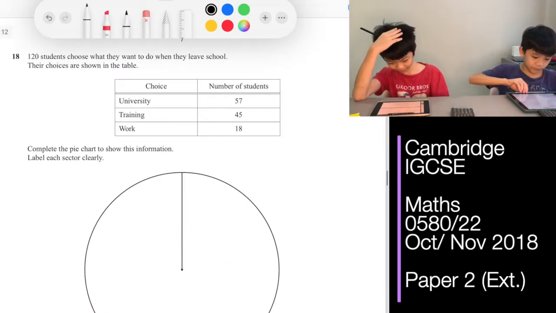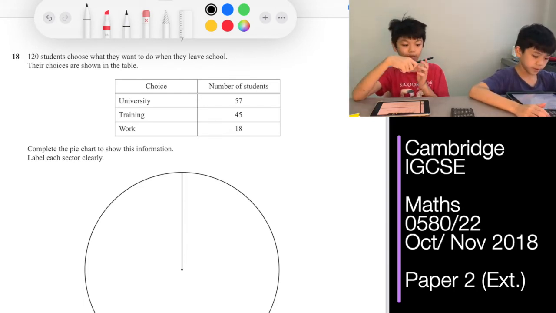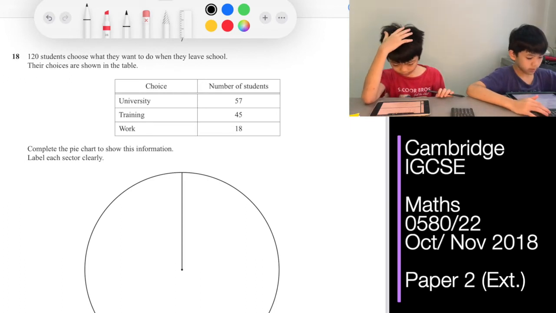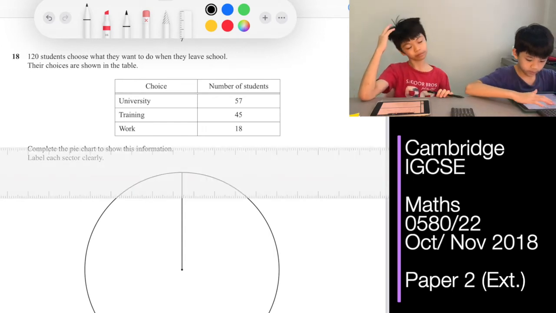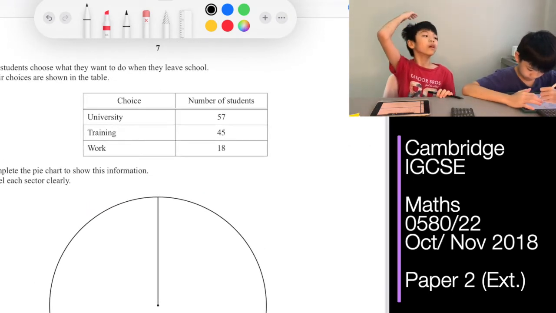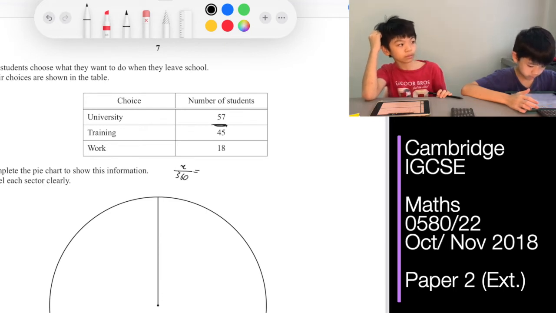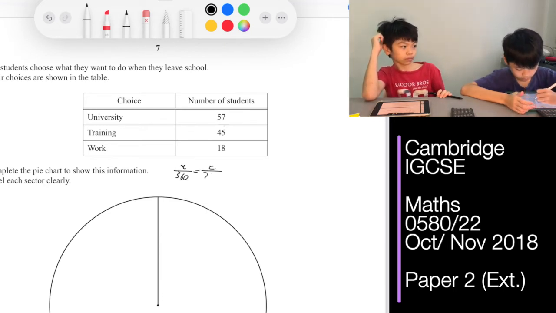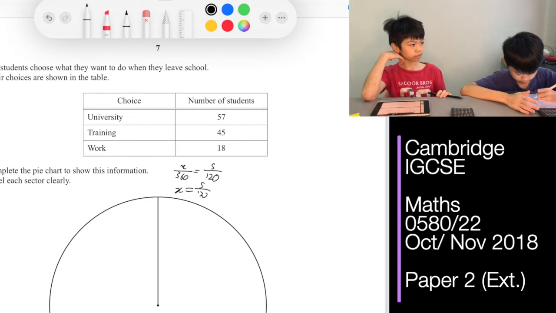Good brain. Okay, for question 18, 120 students choose what they want to do when they leave school. Their choices are shown in the table. Complete the pie chart to show this information and label each sector clearly. So first, the angle x over 360 is equal to the number of the choice c over the number of students s over 120, because that's the total. X is equal to s over 120 times 360.